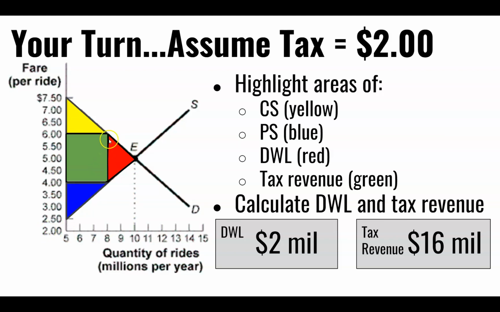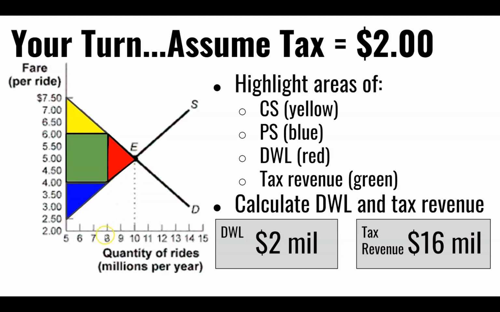When it comes to what's left of consumer surplus, then the price that consumers pay is $6. They were paying 5, now they're paying 6. So this area in yellow is the area of surplus. People were willing to pay more than 6, but they get to pay 6, so there's some extra, but only so far as it gets to 8 million rides. Same thing with producer surplus. Suppliers were willing to receive less than the price they get to keep. In this case, they're getting to keep $4. They were willing to accept less, so there's still some producer surplus, but not as much as there was before.